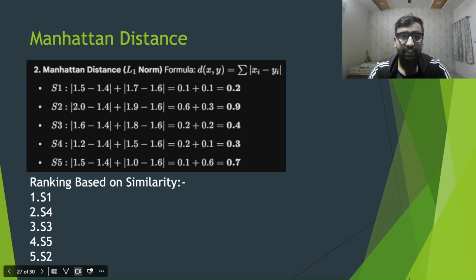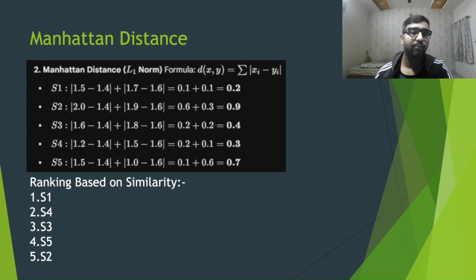Moving to the Manhattan distance, the formula for Manhattan distance is the sum of absolute differences between corresponding values of two data points. Now again, taking the values for data points in x and the values for the given data point in y, we'll calculate the absolute differences and add them. Therefore we get the following values after performing the calculation.